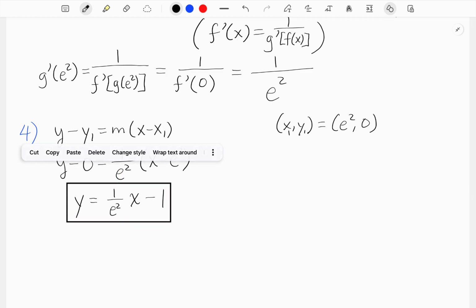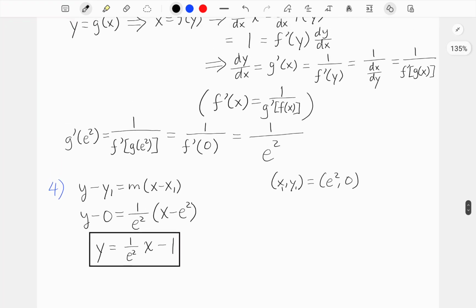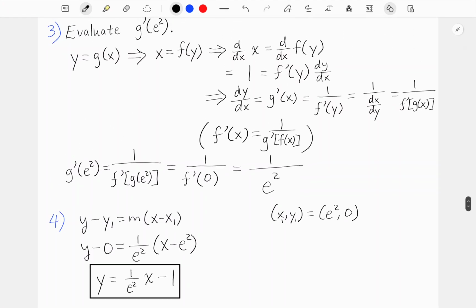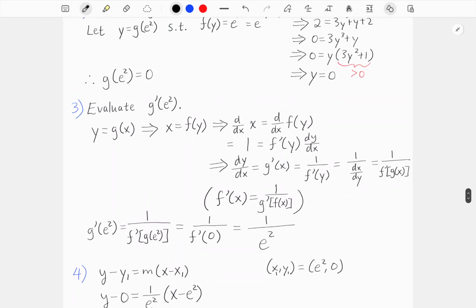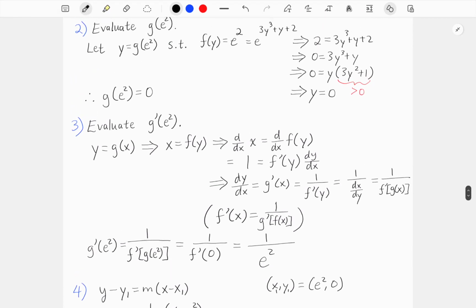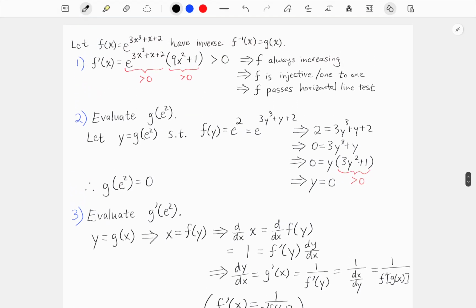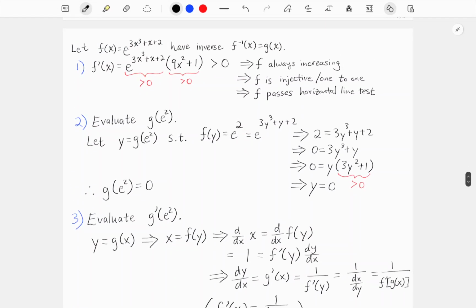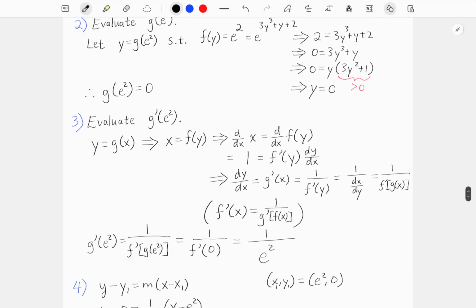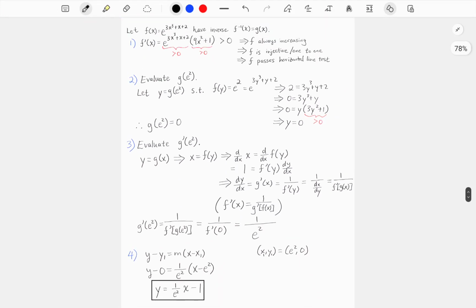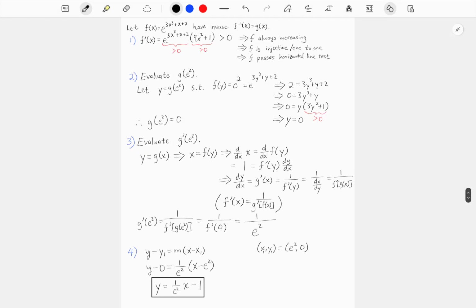Okay, so this was a very interesting question, and there are several theories, applications, and knowledge that need to be known in order to do all these steps 1, 2, 3, and 4. Okay, so hope that this was enlightening.